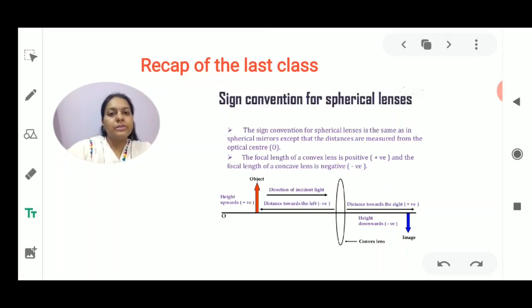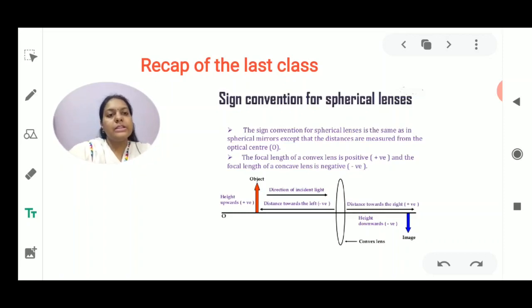Okay, so in today's video I'm going to discuss the remaining topic left in this lesson, that is the sign convention in spherical mirrors. I have discussed the sign convention to some extent, and today I'm going to extend it, and show how we are going to use this sign convention and how we are going to derive the lens formula, similar to the mirror formula. So we begin.